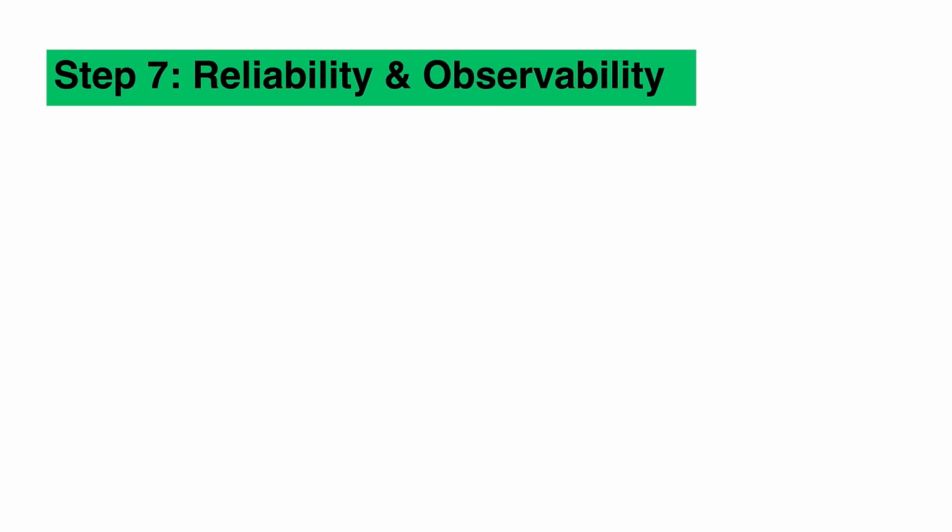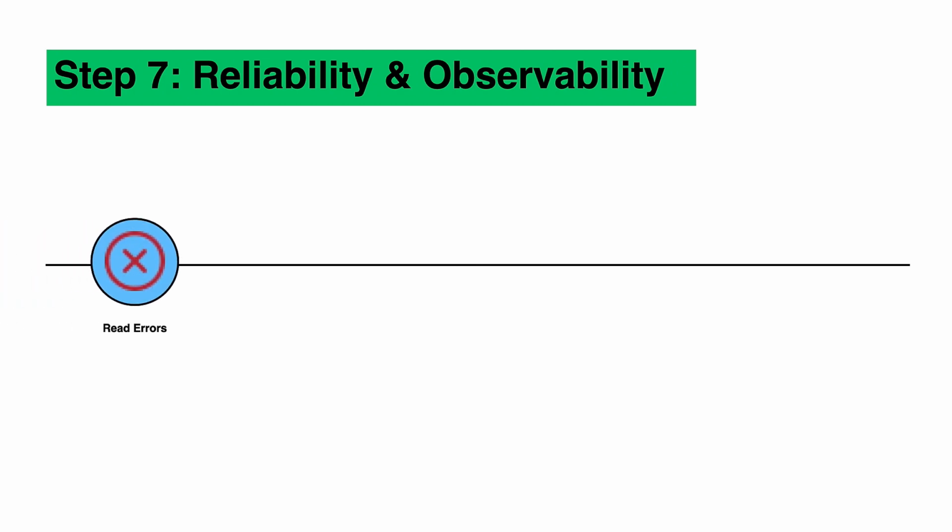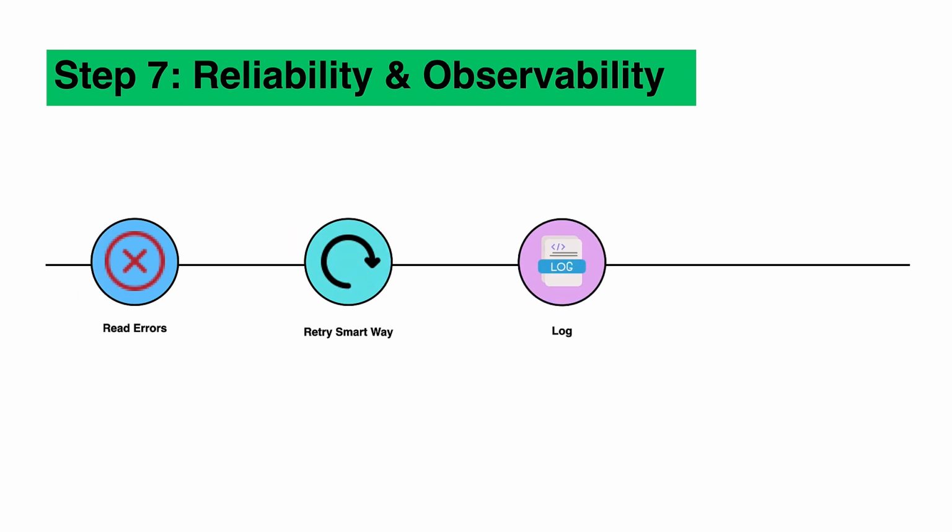Then the next step is reliability and observability. So here we read errors without panicking and retry the smart way using exponential backoff, and fix context length issues by trimming or chunking the prompts, and write structured logs and traces. And here we need to protect user data. So we need to keep secrets out of the logs and keep auditing the logs to see who accessed what.